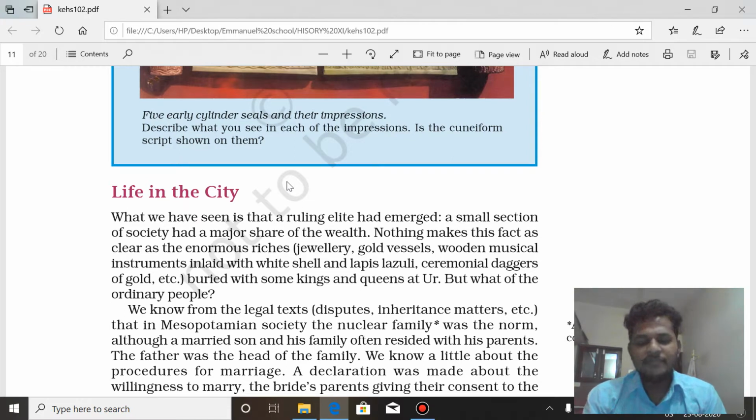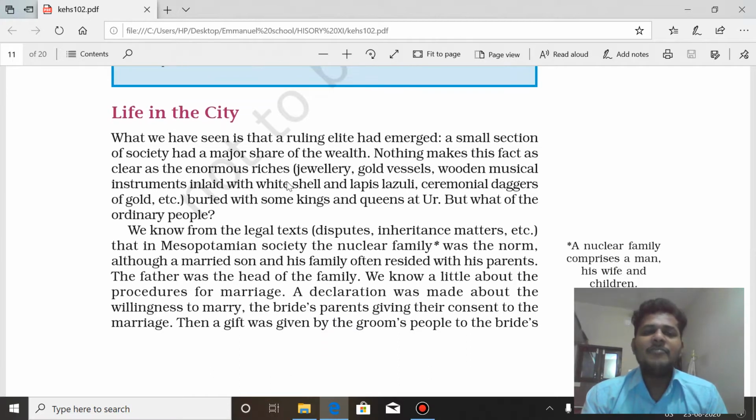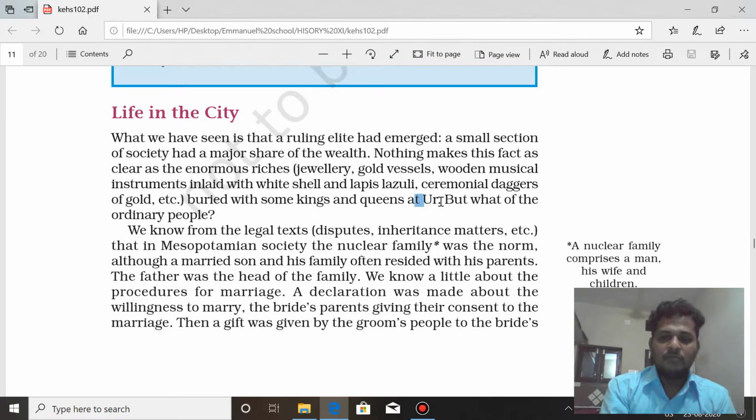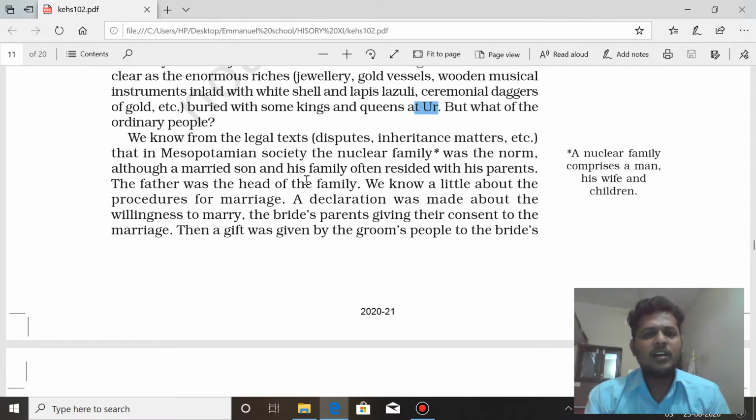So far we have seen five question answers. Now we are into the sixth one, that is life in the city. Here we are going to discuss a very important city called Ur, which is located in the southern part of Mesopotamia. Okay, we are going to see Ur. So the first paragraph is all about the introduction. Now we are concerned with the second paragraph.